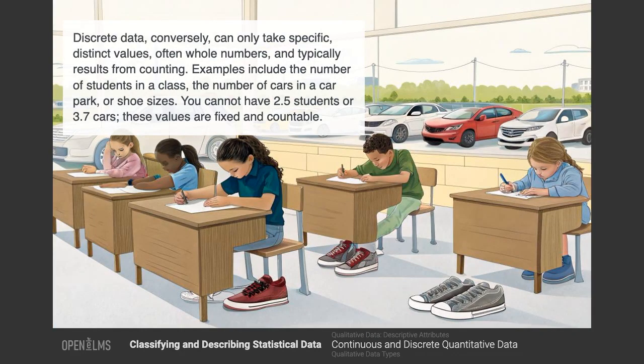Discrete data, conversely, can only take specific, distinct values, often whole numbers, and typically results from counting. Examples include the number of students in a class, the number of cars in a car park, or shoe sizes. You cannot have 2.5 students or 3.7 cars. These values are fixed and countable.